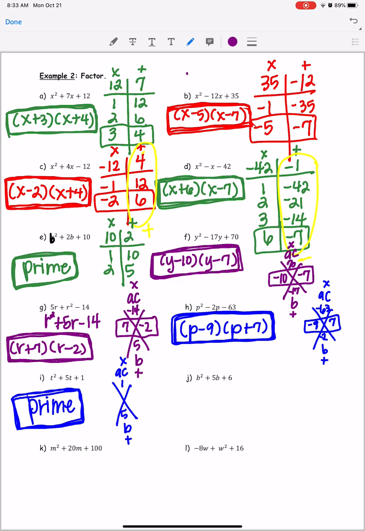J, we got b squared plus 5b plus 6. So my A times C is 1 times 6. My B term is this middle one here of 5. So what adds up to 5 but multiplies to 6? It's going to be 2 and 3. 2 times 3 gives me 6. 2 plus 3 gives me 5. So now we have b plus 2 and b plus 3.